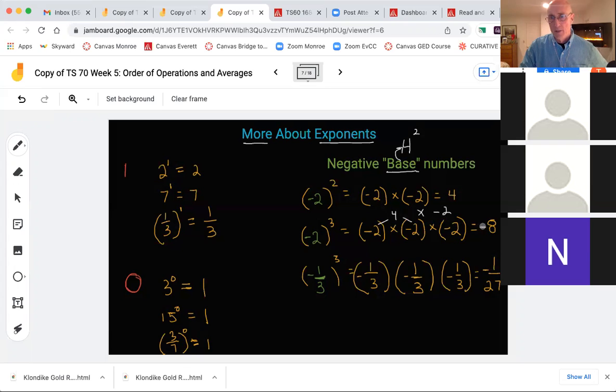Don't forget this negative number right here. Okay. So again, I took 2 negatives times each other. I got a +4. I took that +4 and I multiplied it by a -2. So I got a -8.